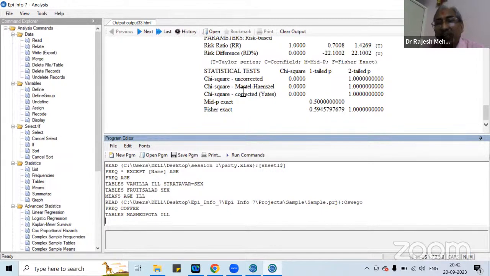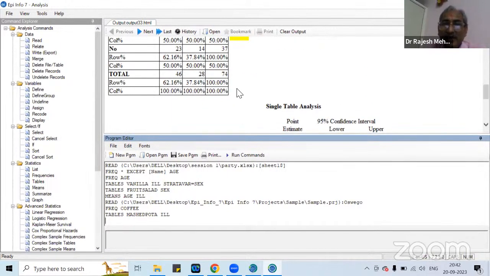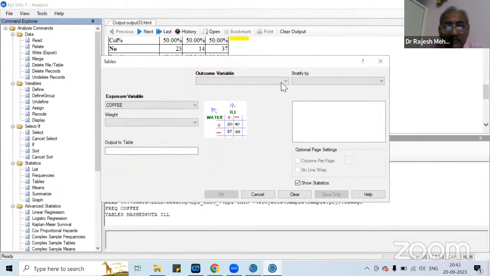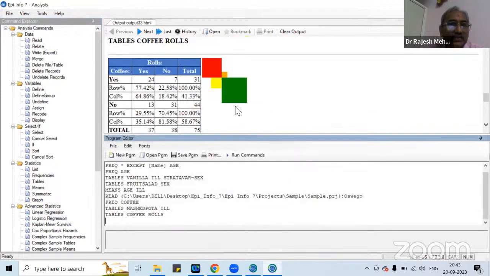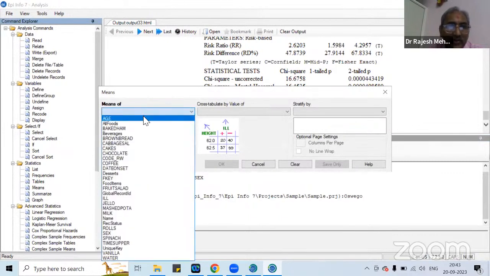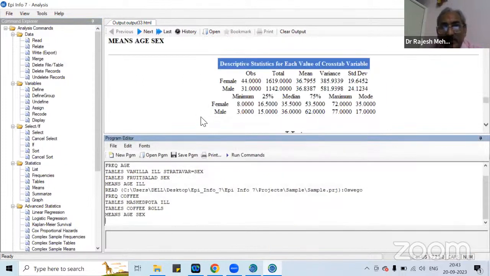Those who are well versed with SPSS, SPSS is also very good software. Only thing, it takes 1 or 2 lakh rupees. So in Epi Info also it is possible. Another thing is, let's say, so this you will be able to compare, right? So this is very simple, p values, etc. The means command, you will be using age versus illness. What happens, do the males and females have the same age or something different? Female almost same, 36. So probably there is no significant difference as far as age is concerned between male and female.